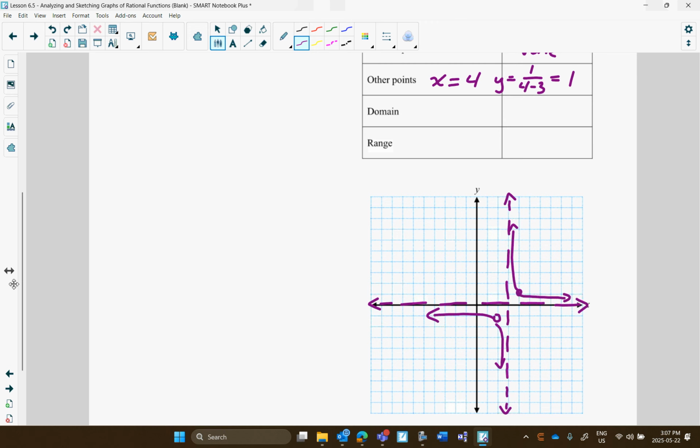What would the domain be? Remember, this is the one when we do x cannots and y cannots. X cannot equal 3. Is there anything else that x can't equal? What about where the hole is? 2. So x cannot equal 2 because there's a hole here. X cannot equal 3 because there's a vertical asymptote here. So we would say 2, 3. What can't y be? 0.